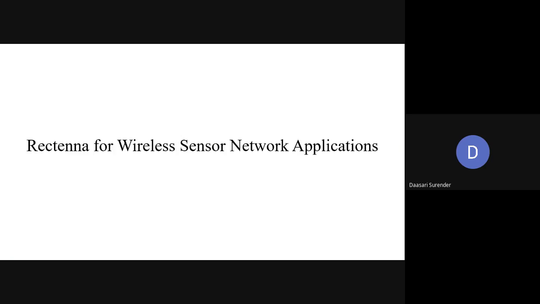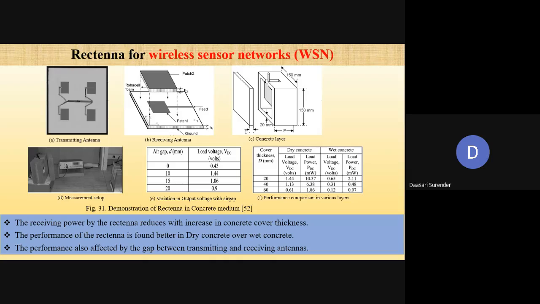And wireless sensor networks. Here I have presented an experimental setup of a rectenna embedded in concrete to monitor the performance of any bridge or structure. The performance is observed by placing the rectenna in buried concrete, and the transmitting antenna is designed with an array of patch elements for radiating purposes. The rectenna performance is observed with different media: one is wet concrete and the other one is dry concrete. So it was placed and observed in two different media.